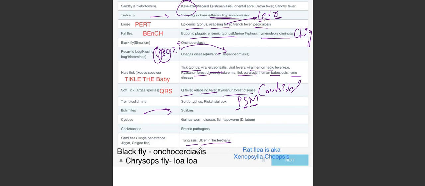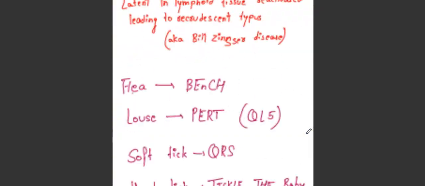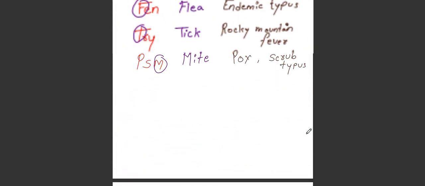Black fly, I told you, is onchocerciasis. Chrysops is for Loa loa disease. And rat flea, it is very important that rat flea is also known as Xenopsylla cheopis. All these mnemonics are very important. Once we recall all the mnemonics, compiling them together.